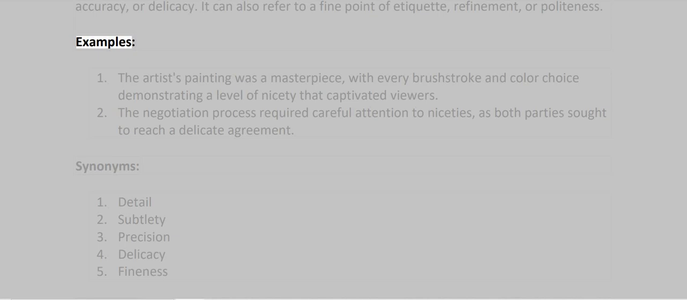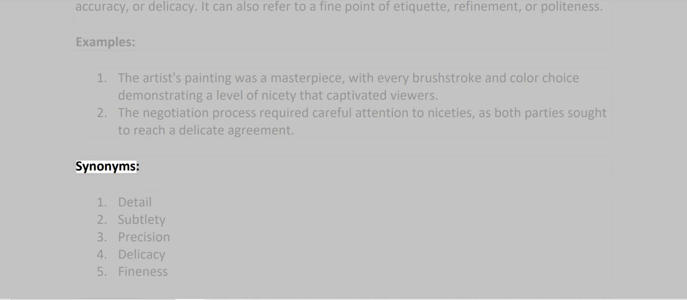Examples. 1. The artist's painting was a masterpiece, with every brushstroke and color choice demonstrating a level of nicety that captivated viewers. 2. The negotiation process required careful attention to niceties, as both parties sought to reach a delicate agreement.